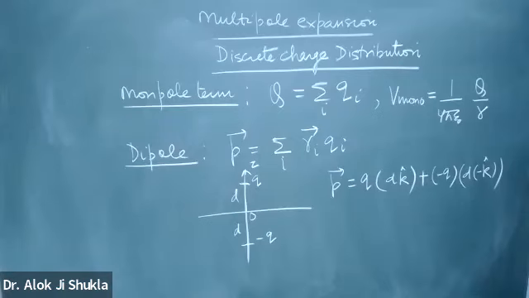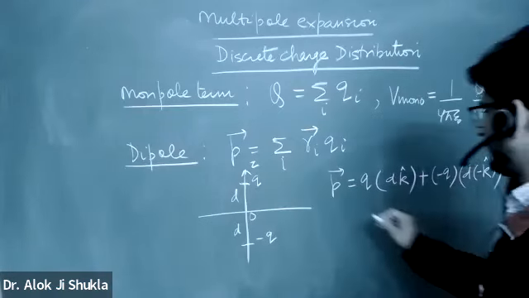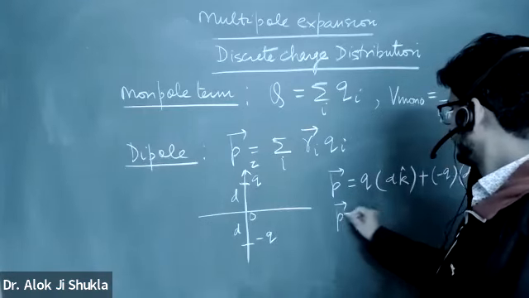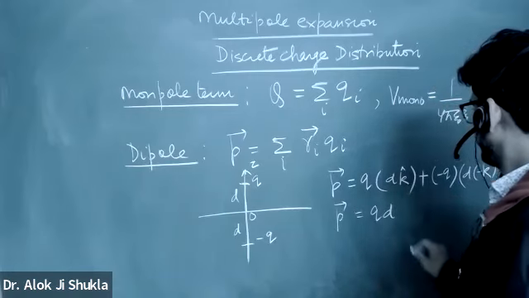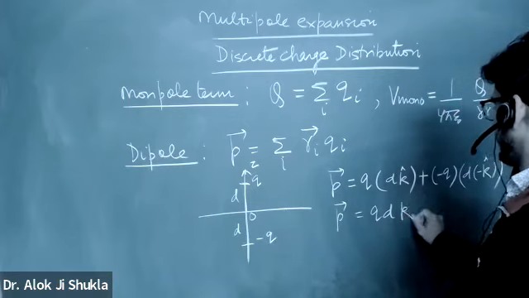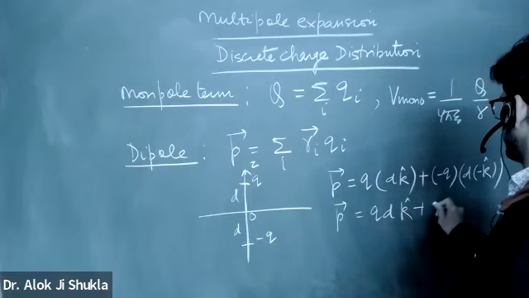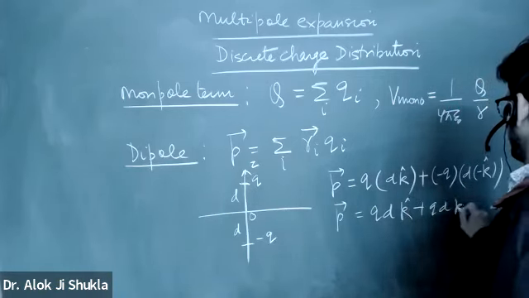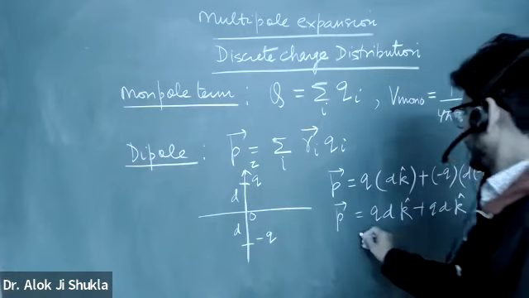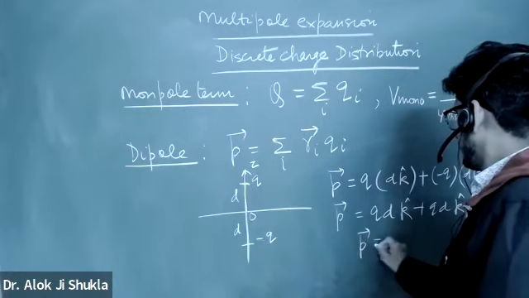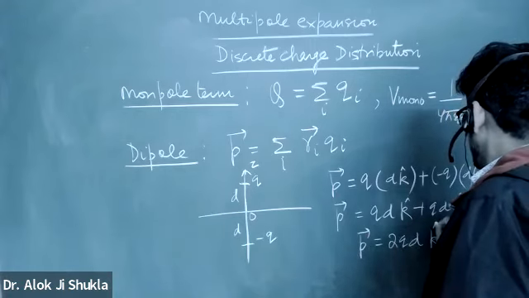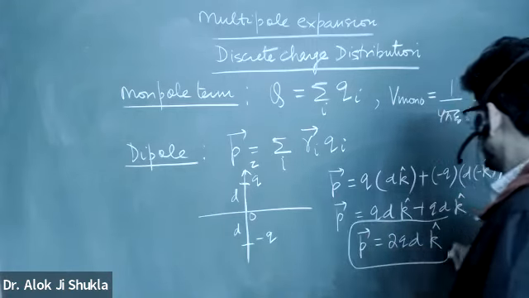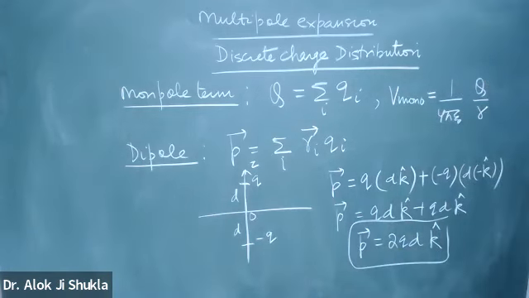Yes, sir. Then it will become P = QD K cap + QD K cap. So that's why P is equal to 2QD K cap. So this is one of the dipole moments. This is not the general formula.